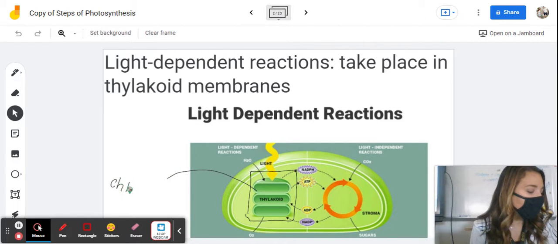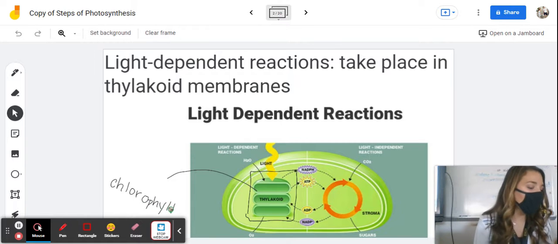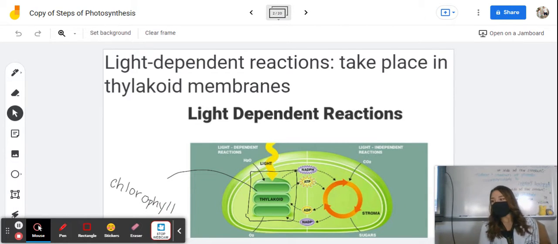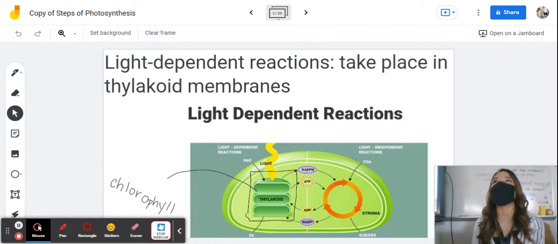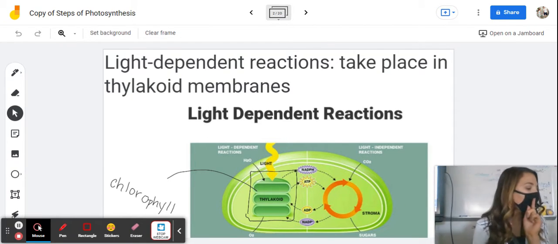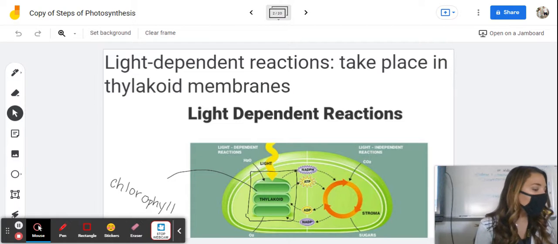Everybody, this is how you spell it. Chloro. Please write Phil and not chloroform. There's chlorophyll. Guys, chlorophyll is a pigment that absorbs sunlight, and thank goodness it does, because we need that for step 1. Guys, we're done with slide 2.